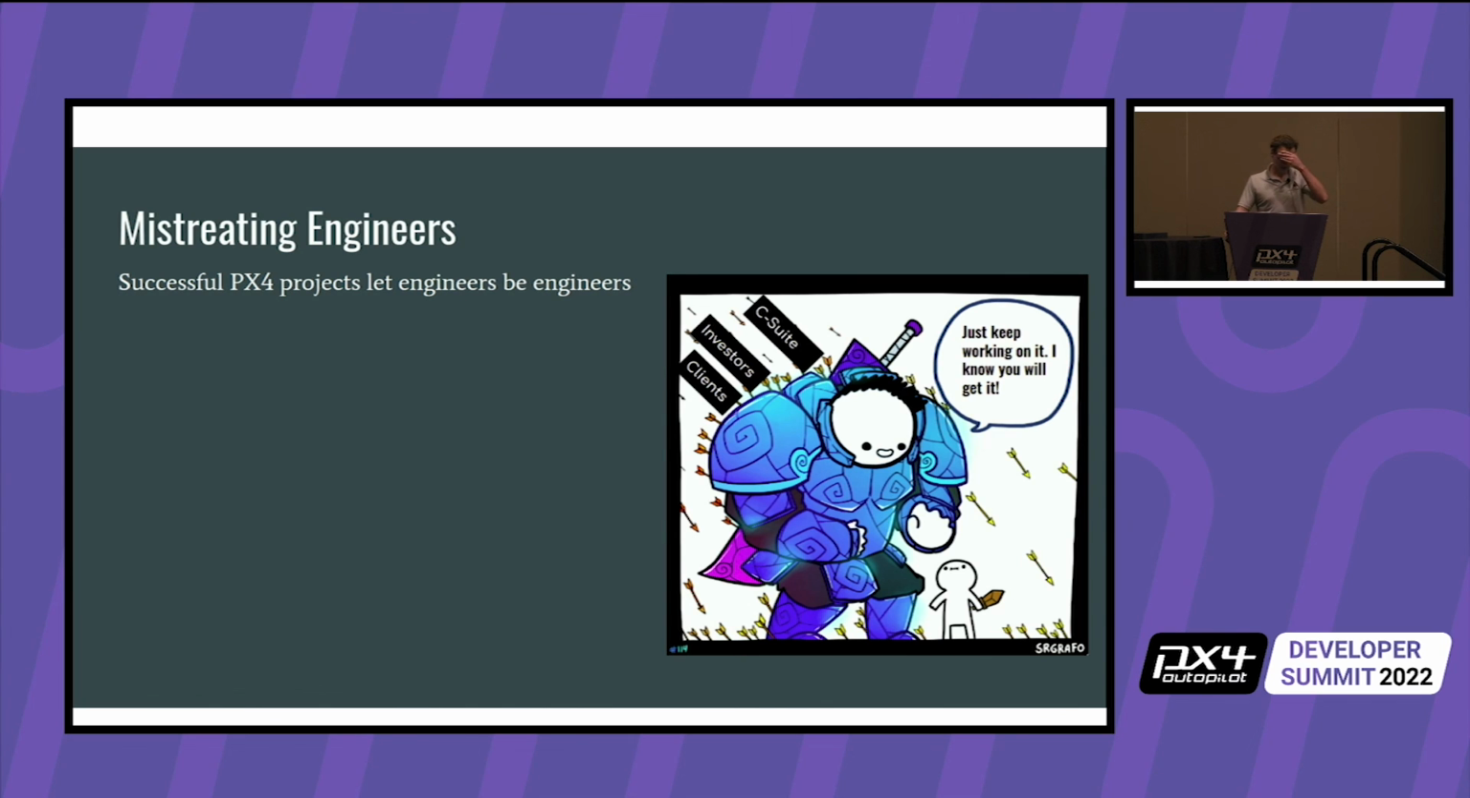Mistreating engineers. Successful PX4 projects let engineers be engineers. See this time and time again in this industry. This meme represents how it feels to a lot of people in this industry right now. You have C-suite investors, clients that are hammering down, when is this demo going to be? When is this feature going to be implemented? The best managers shield their engineers from this, and they don't pass it down onto them. They say, hey, we got a demo here, we're gunning for this, but they don't take all that pressure that they're getting and pass it down to the engineers.